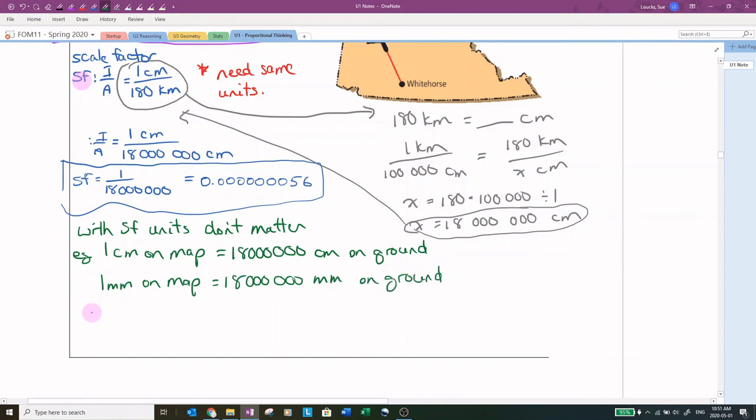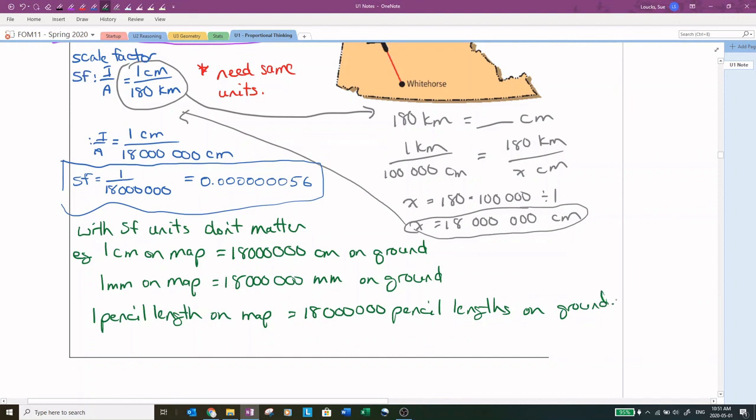And I could measure things in pencil lengths. So 1 pencil length on the map equals 18 million pencil lengths on the ground.